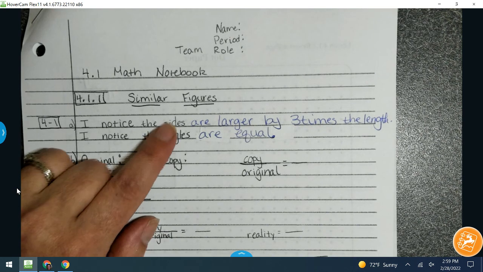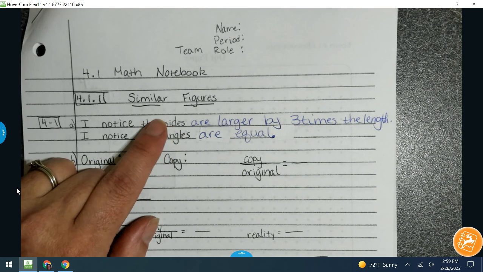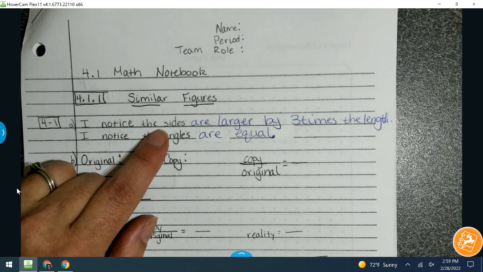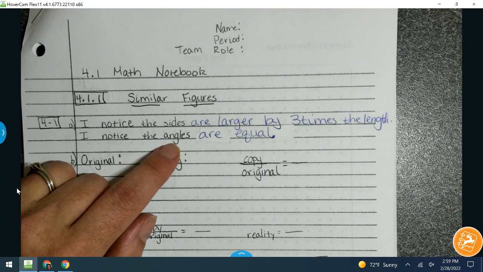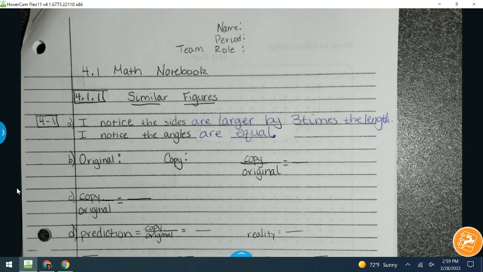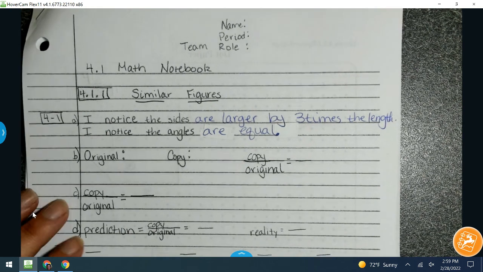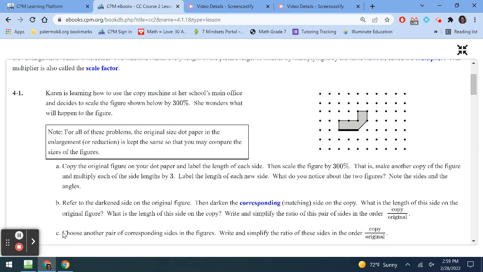And that's kind of a definition of similar figures, is that our sides are going to be either larger or smaller by the same rate, but the angles remain the same. That's what keeps that same shape. Okay, let's double check, make sure we answered everything for A. We sure did. Excellent. We're going to be moving on to B next.